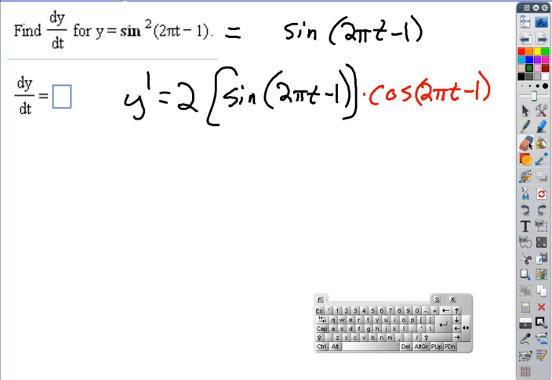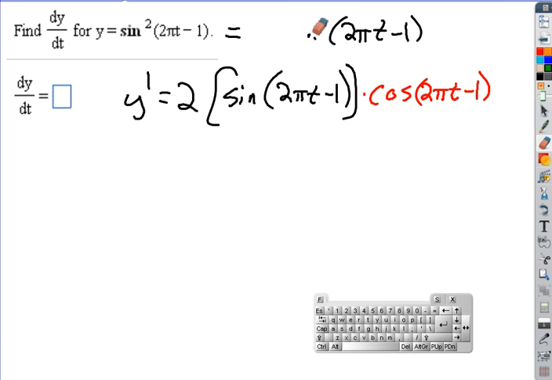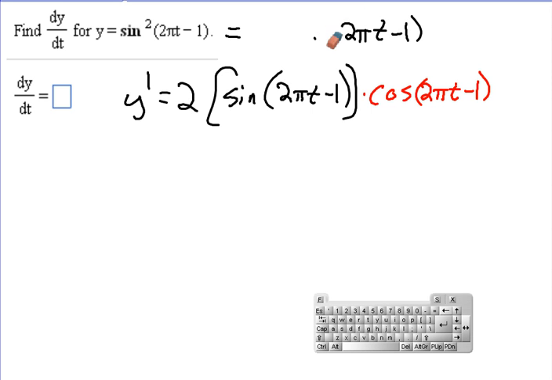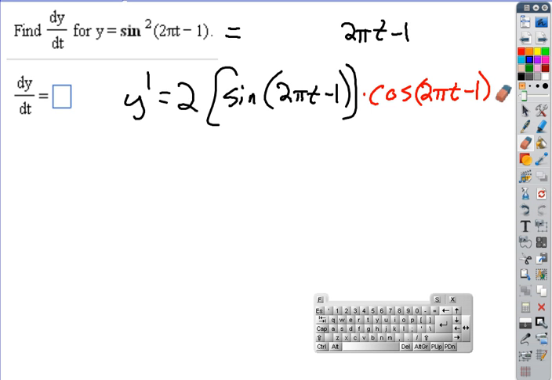And then if I take away the trig part now, I've differentiated sine, what's left inside? 2 pi t minus 1. What's the derivative of that with respect to t? 2 pi. Good.